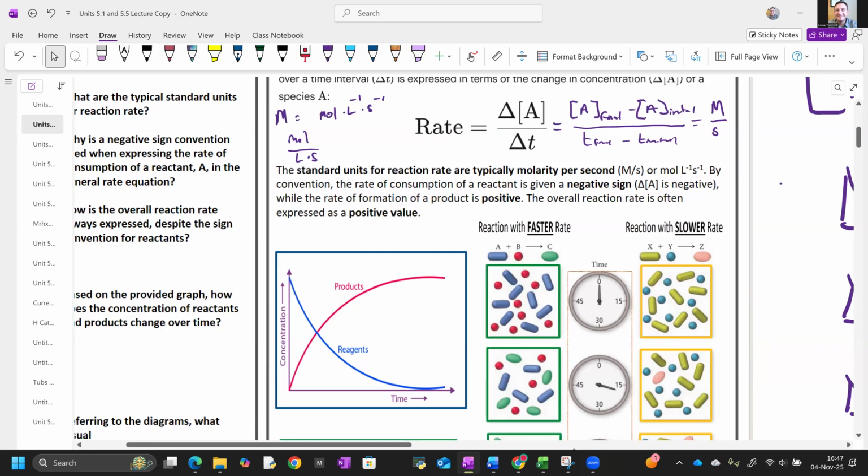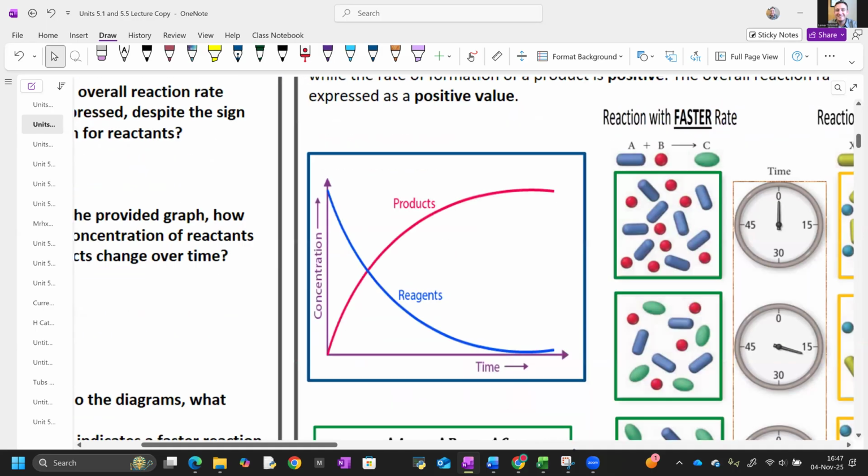And then by convention, the rate of the consumption of the reactant is given a negative sign. And so what happens is, if we look at our graph here, at time zero we see that the reactant concentration is high. But as time goes forward, the concentration of the reactant decreases. So we see it decreasing over time.